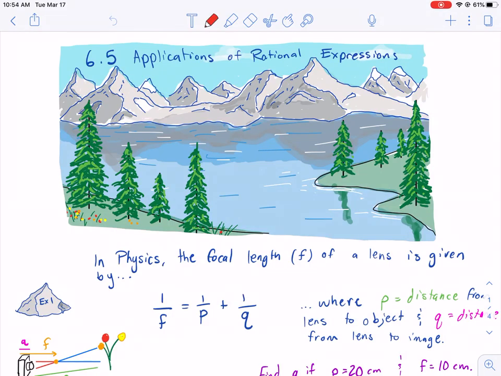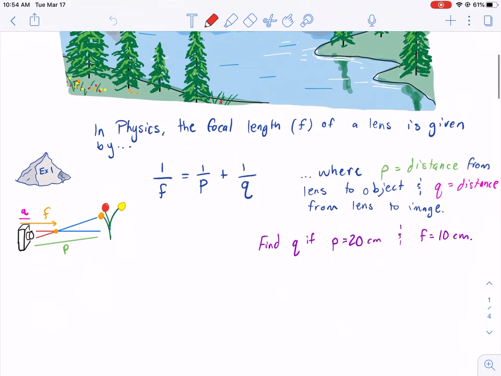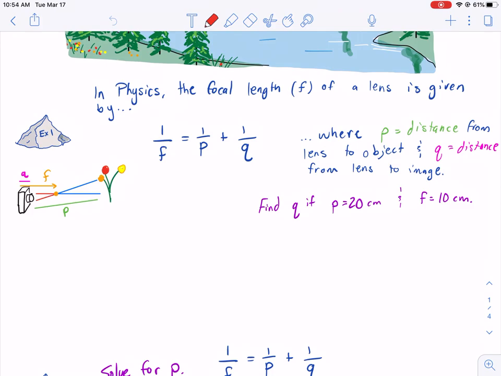Hello everyone, we're going to be talking about applications of rational expressions, section 6.5. So we've talked about rational expressions in the abstract sense. Now we're going to see how they are applied to real world situations and how they're used in word problems. We're just going to jump right into the examples.